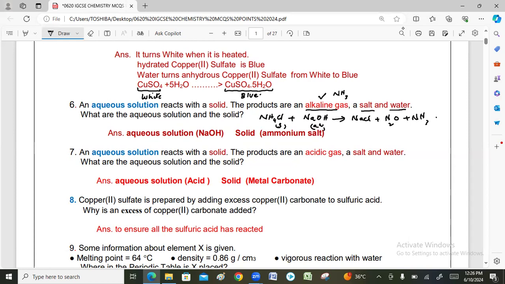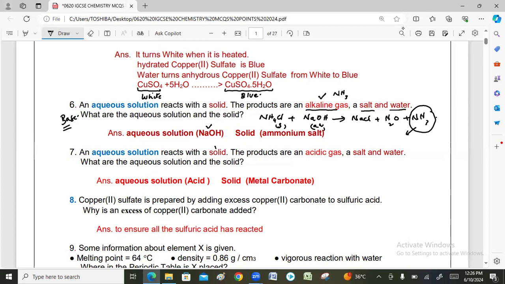So the solid reacts with an aqueous solution of a base to form alkaline gas, salt, and water. The aqueous solution is sodium hydroxide, and the solid is any ammonium salt, either ammonium chloride, ammonium sulfate, or ammonium nitrate, and this is the alkaline gas, ammonia, which turns moist red litmus paper blue. Now, this is the property of a base. Now, the seventh point is an aqueous solution reacts with a solid.